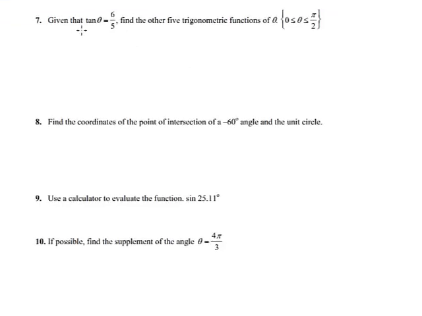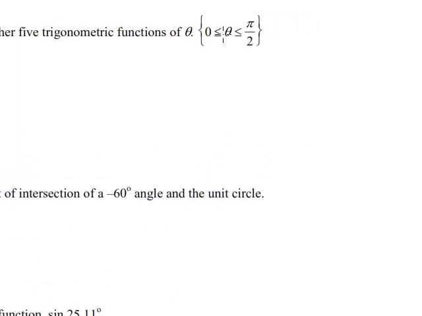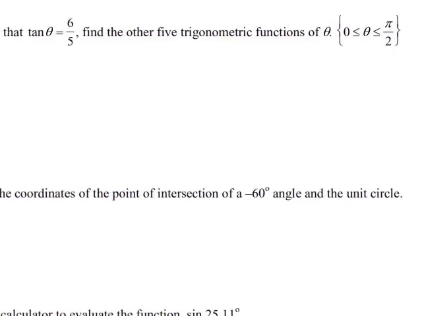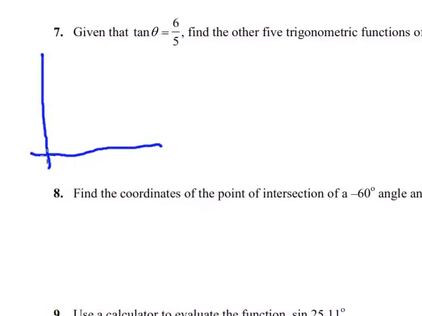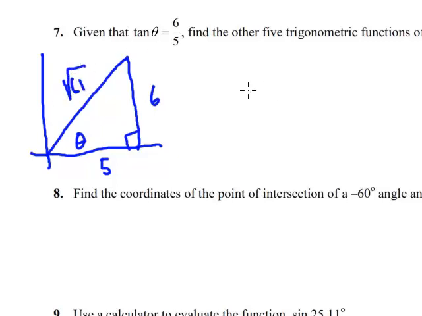All right, given tangent is 6 over 5, find the other 5 trig functions, and they tell you that we're in quadrant 1. That's what this symbol means here, right? From 0 to pi over 2. So we're in quadrant 1. Here's tangent of that angle. And tangent is opposite over adjacent, which means that the hypotenuse is going to be 36 plus 25. I believe that's going to be 61. So radical 61 is my hypotenuse.